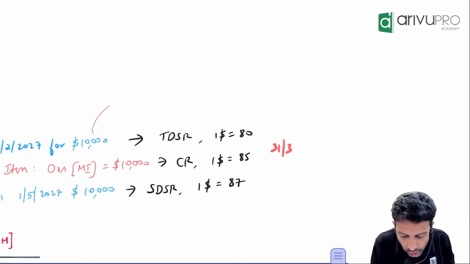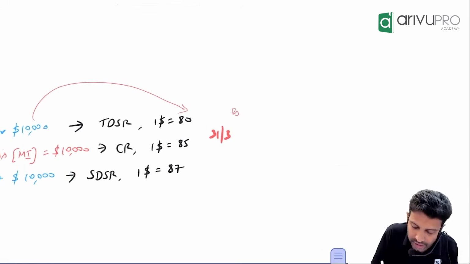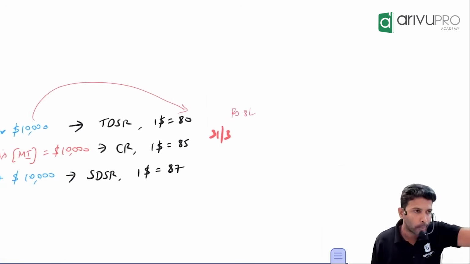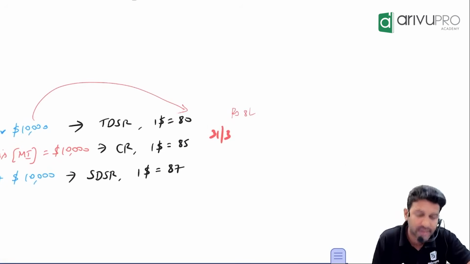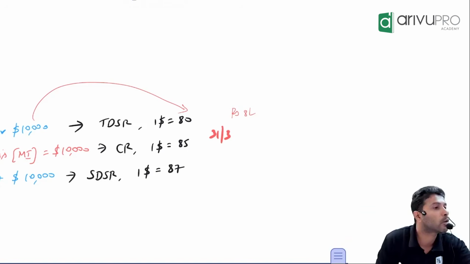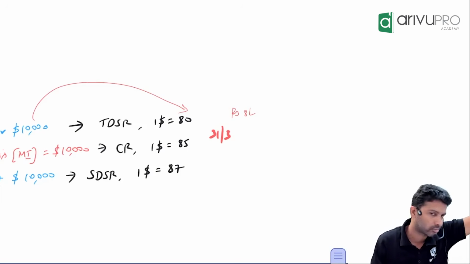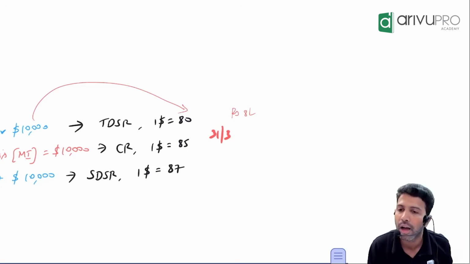So $10,000 will be converted using what rate? 80. That means it will become rupees 8 lakh. So you will take 10,000 into 80, which is 8 lakh. Understood? Debtors to sale, you will pass it as 8 lakh rupees. This is what the standard is saying. Initially, every transaction is converted using TDSR, transaction date ka spot rate.